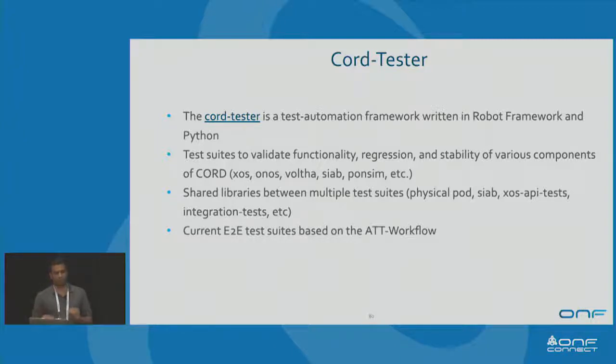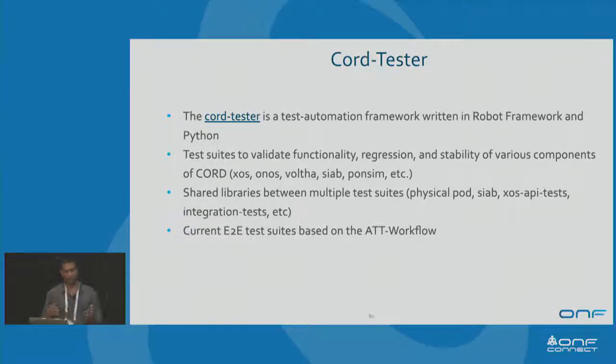So in our core tester framework, we have various test suites to validate functionality, regression, and stability of various components of CORD. Now, what CORD tester is not is a testing framework to test individual components, and system tests for those individual components, such as ONOS and VOLTHA. As you know, those are big components of the SEBA platform. There are not test suites inside CORD tester to thoroughly test those applications and platforms. Rather, it's more of a test framework to validate the full system's end-to-end stability, functionality, and regression of the SEBA platform itself.